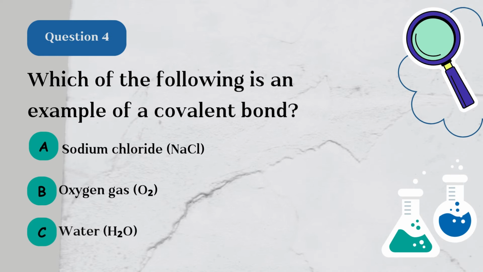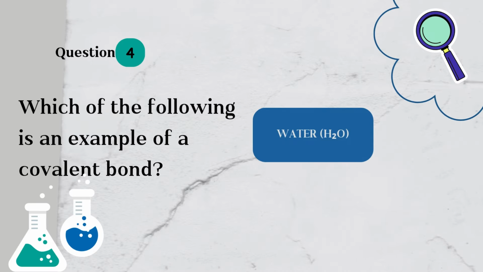Question 4. Which of the following is an example of a covalent bond? A. Sodium chloride, NaCl. B. Oxygen gas, O2. C. Water, H2O. Correct answer, C. Water, H2O.